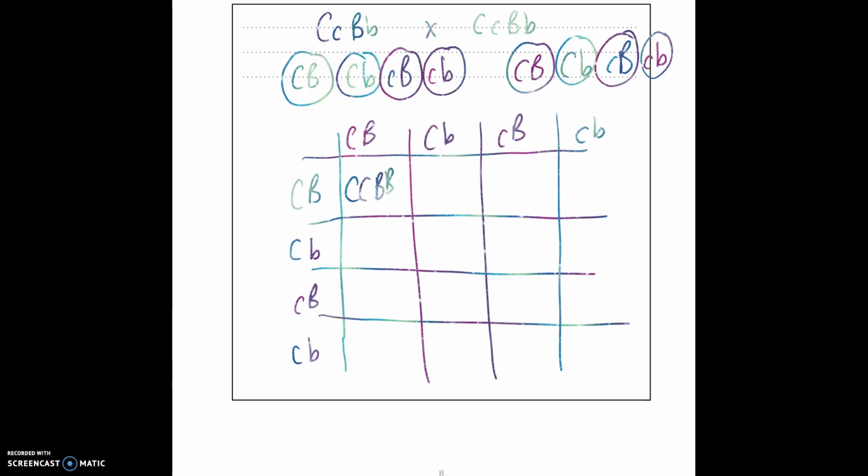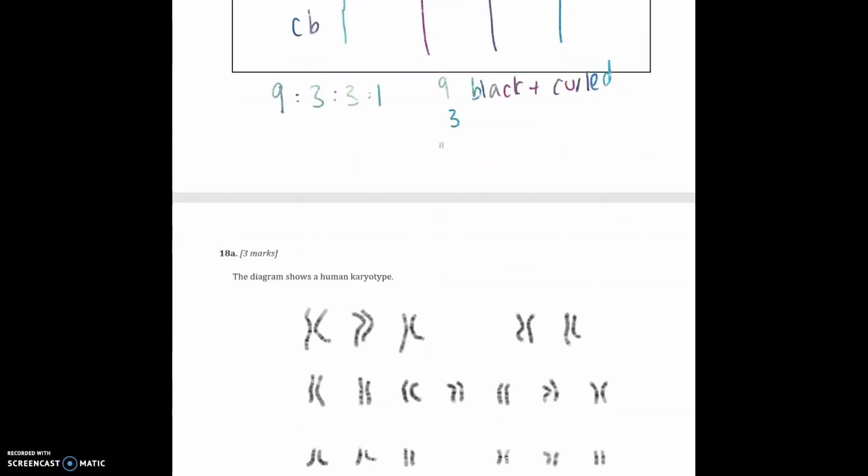Then obviously the expected phenotypic ratio we just know is 9 to 3 to 3 to 1. However, it wasn't enough just to write that. You had to say 9 that were black and curled, 3, etc., etc. So you actually had to define each phenotype to get the 3 marks.